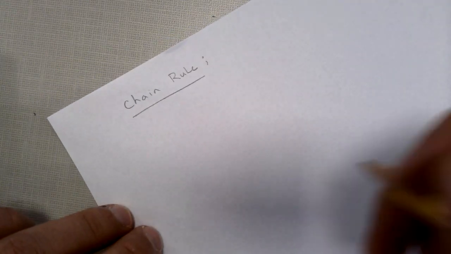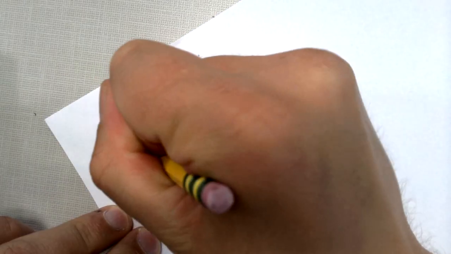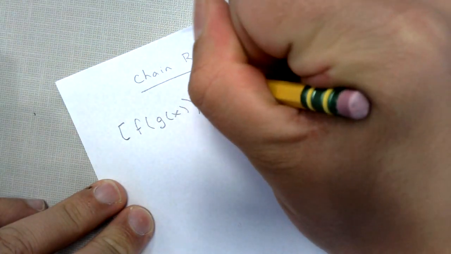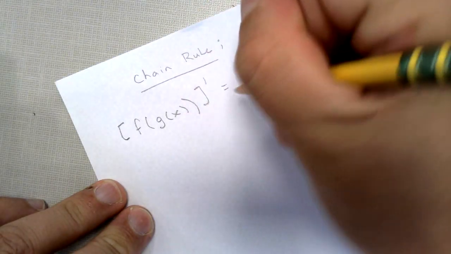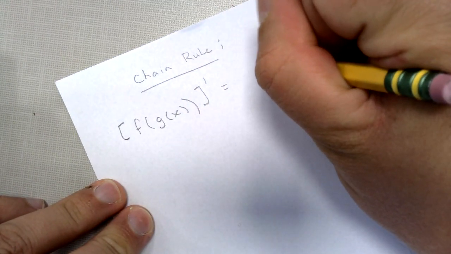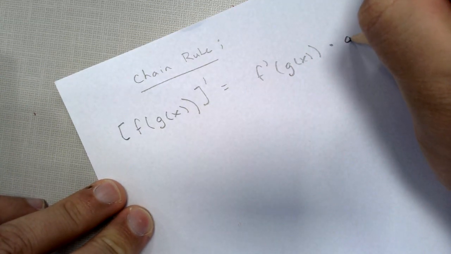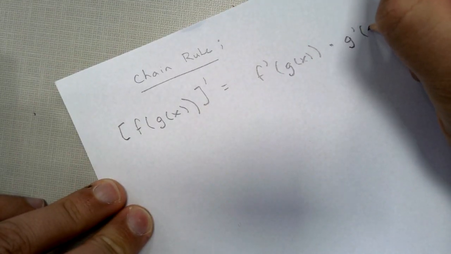Okay, so in this video, we're going to talk about the chain rule, and then we're going to talk about implicit differentiation, because in order to do implicit differentiation, you need the chain rule. So we utilize the chain rule for composite functions of the form f of g of x. In order to find the derivative here, we take the derivative of the outer function, and then we multiply by the derivative of the inner function.